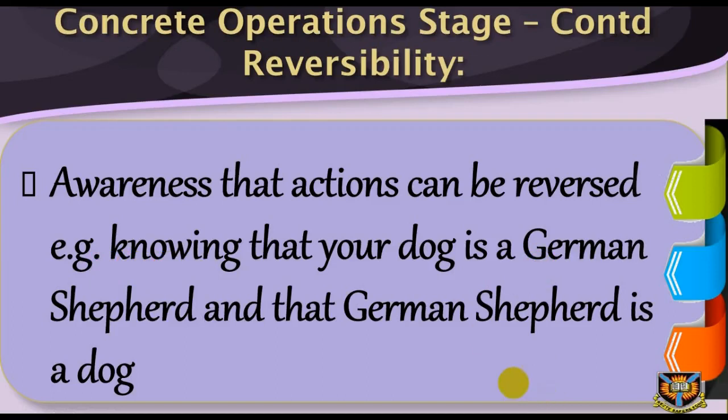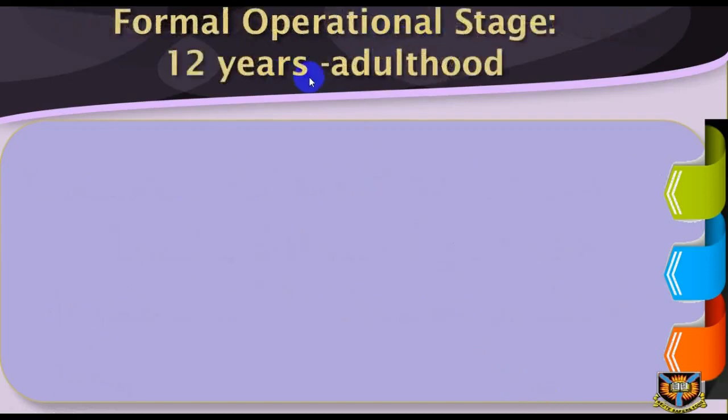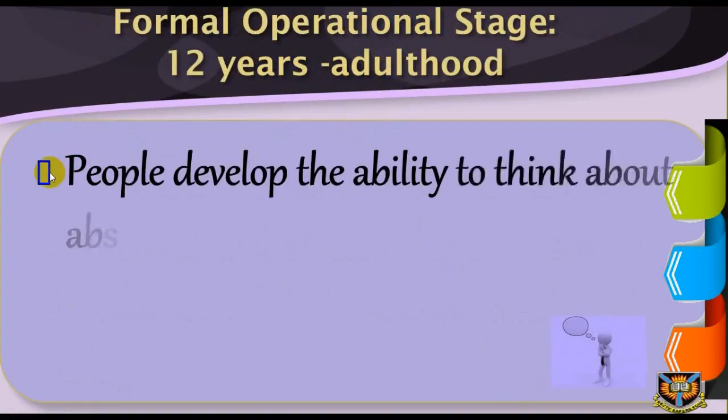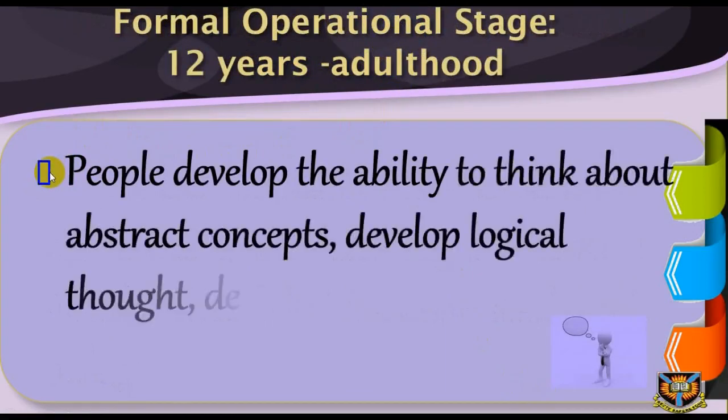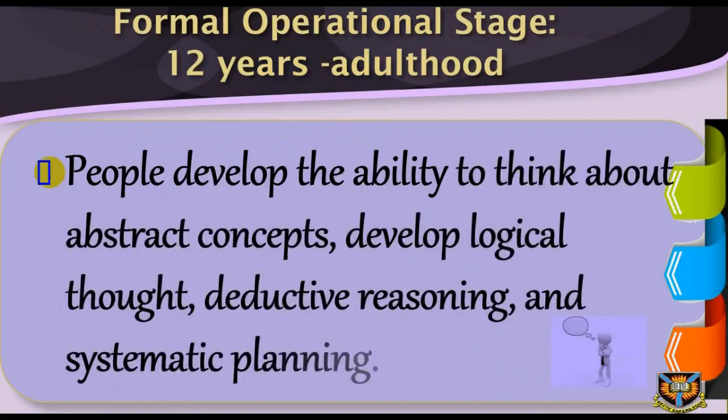Formal operational stage, 12 years to adulthood. The formal operational stage begins at approximately age 12 and lasts into adulthood. During this time, people develop the ability to think about abstract concepts. Skills such as logical thought, deductive reasoning, and systematic planning also emerge during this stage.